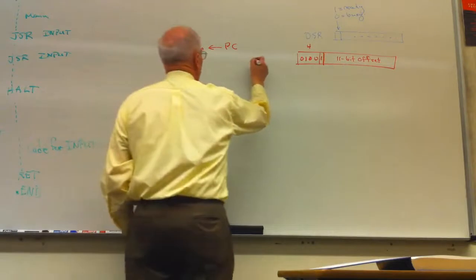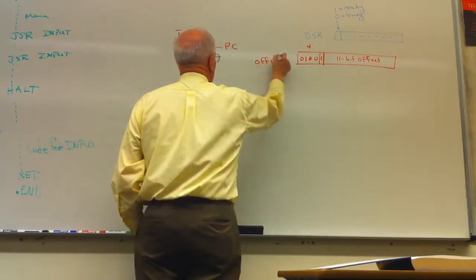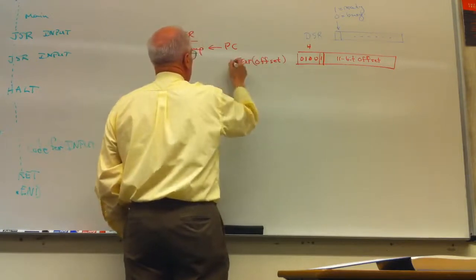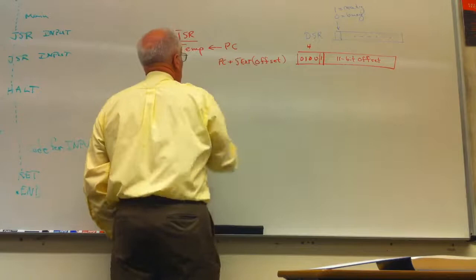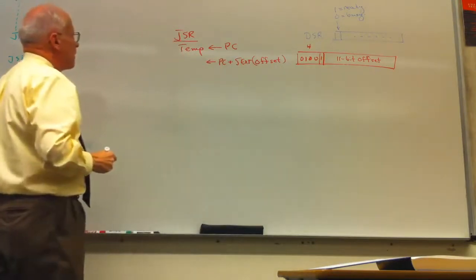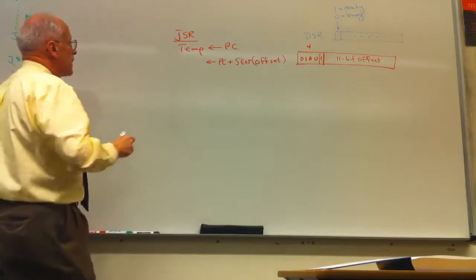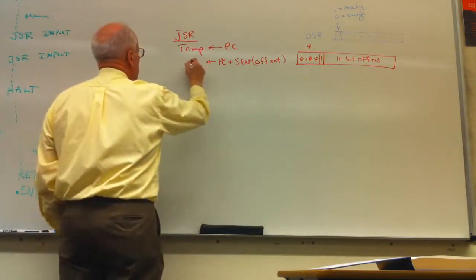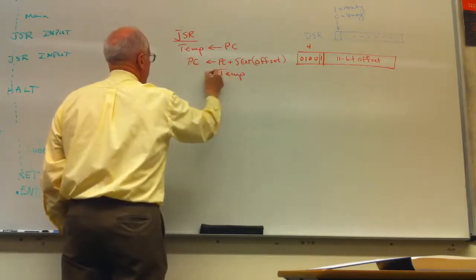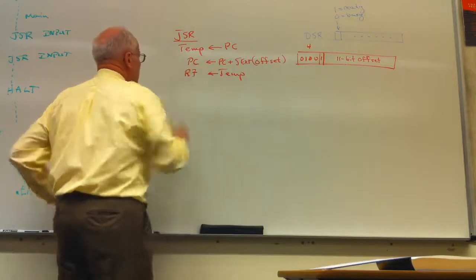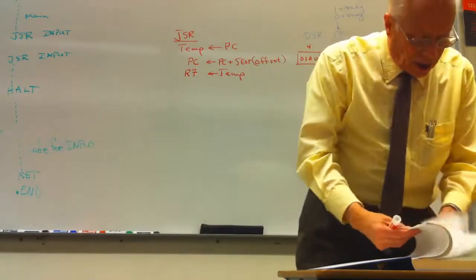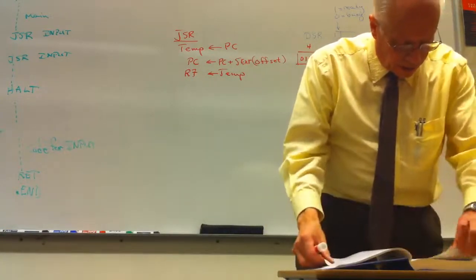Okay, so it takes that offset, does a sign extension on it to get up to 16 bits, adds the program counter to it, and stores that in the program counter. And then that temporary value gets stuck in register 7.